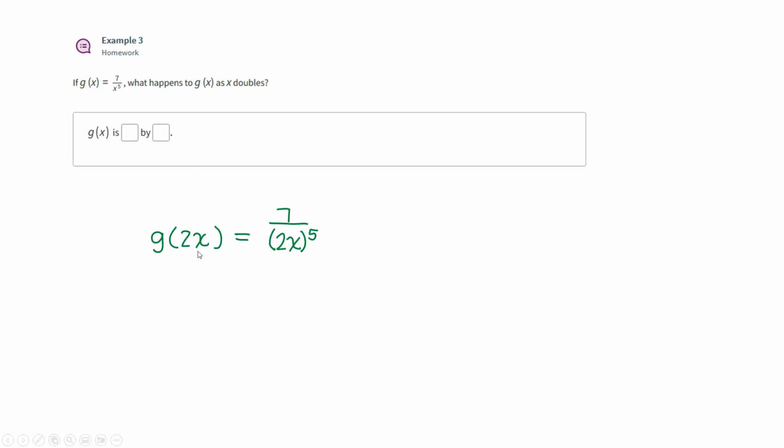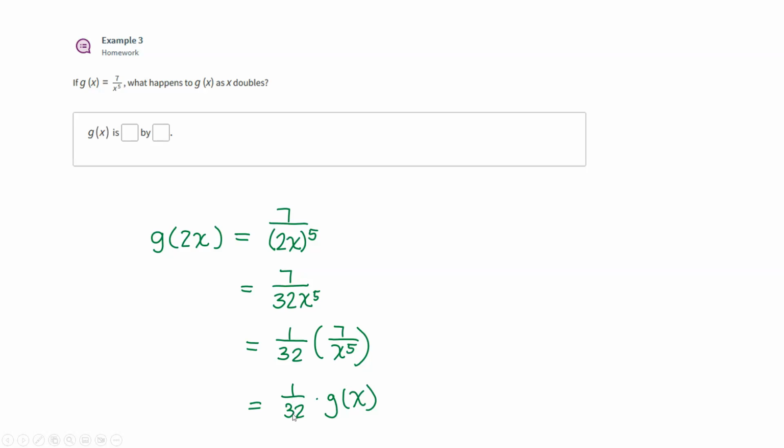If you were to double x, make it 2 times x, you would have 7 over the quantity 2x raised to the fifth, which means you raise both of these to the fifth power. 2 to the fifth power is 32. And so now you have this 32 in the denominator, which means it's 1/32 of 7 over x to the fifth, which is 1/32 of g of x.